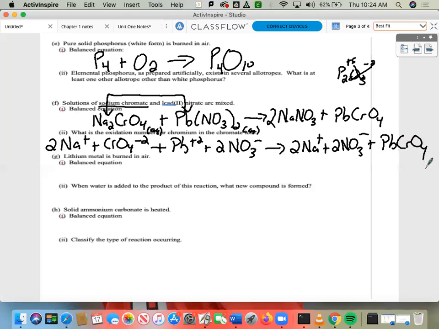PbCrO4 is a precipitate. If you went through this and said, uh-oh, everything is soluble, then you're wrong. Every one of these reactions must occur. You notice any spectators here? The 2 Na and the 2 NO3. And so you write what's left over, and that would be my net ionic equation.